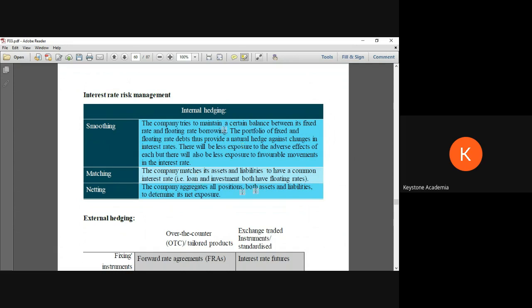Next is netting. The company aggregates all positions, both assets and liabilities, to determine its net exposure. Net exposure means ultimately how much interest we are paying or how much we are getting. Mostly it will be a payout for a parent group.